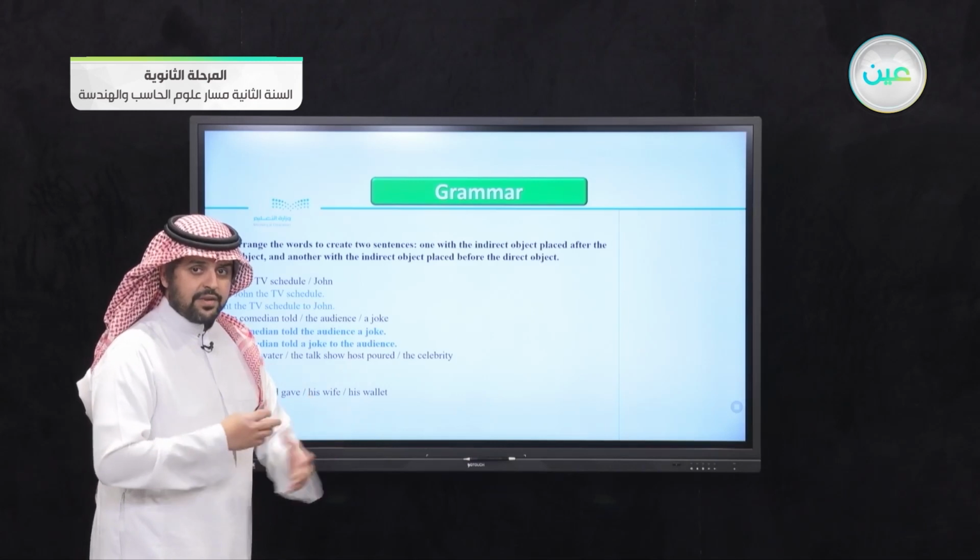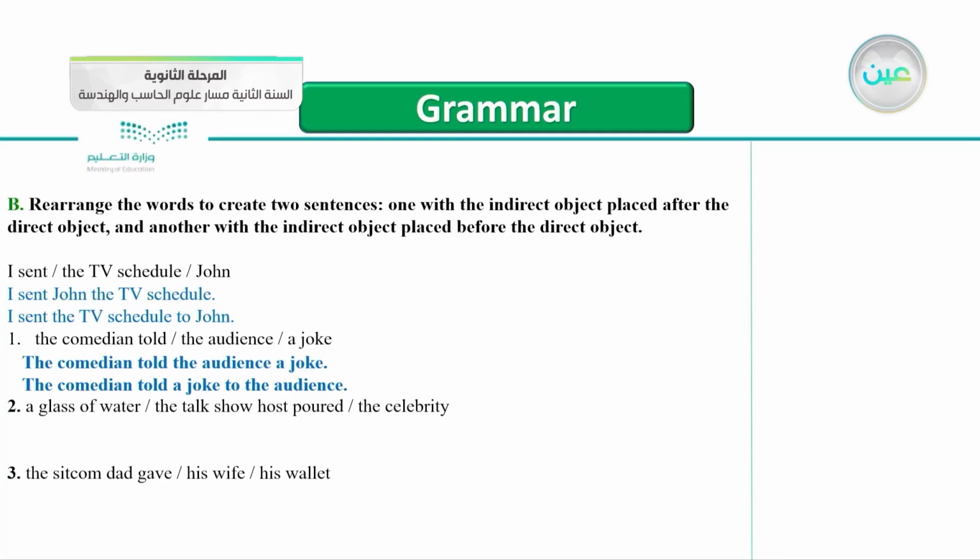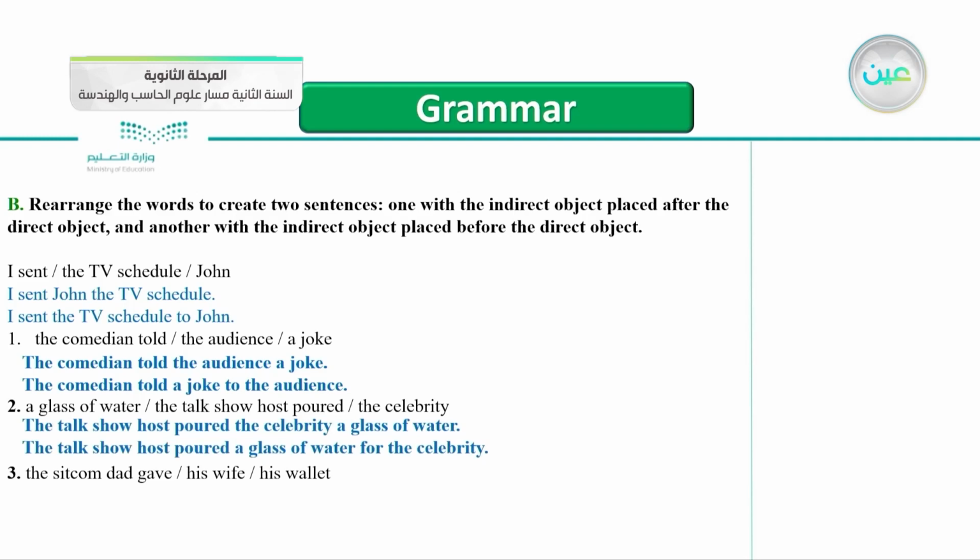A glass of water, the talk show host poured the celebrity. So now you got the hang of it. Can you continue? Yes, that's correct. The talk show host poured the celebrity a glass of water. The talk show host poured a glass of water for the celebrity as a gesture, as a help to him. Number 3, the sitcom dad gave his wife his wallet. So, yes, the sitcom dad gave his wife his wallet. The sitcom dad gave his wallet to his wife. So now we know that his wife here is the indirect object.